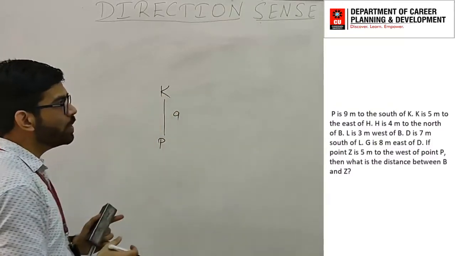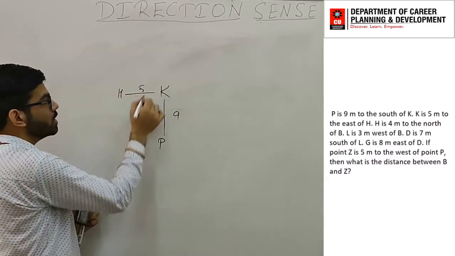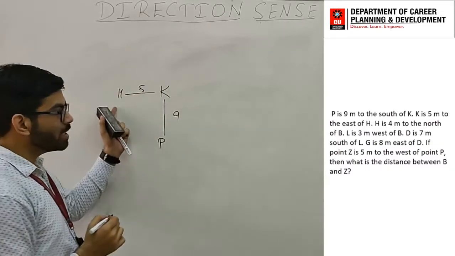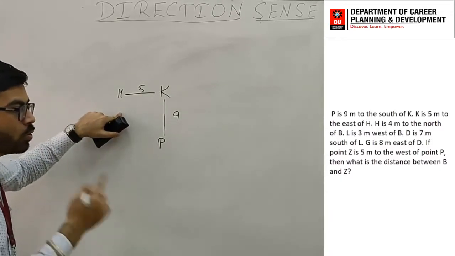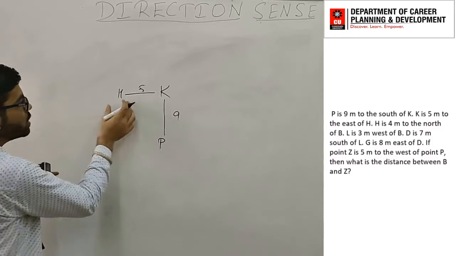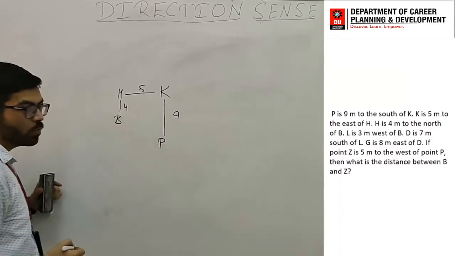K is 5 meter to the east of H. That means H will be here, and the distance is 5 meter. Next line says that H is 4 meter to the north of B. H is 4 meter to the north of B. This distance is your 4 meter.